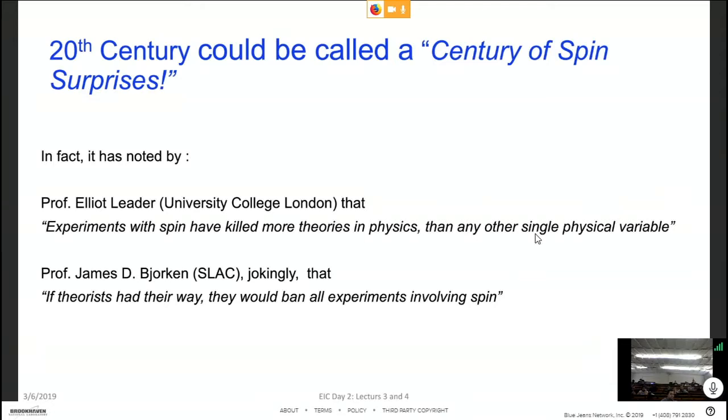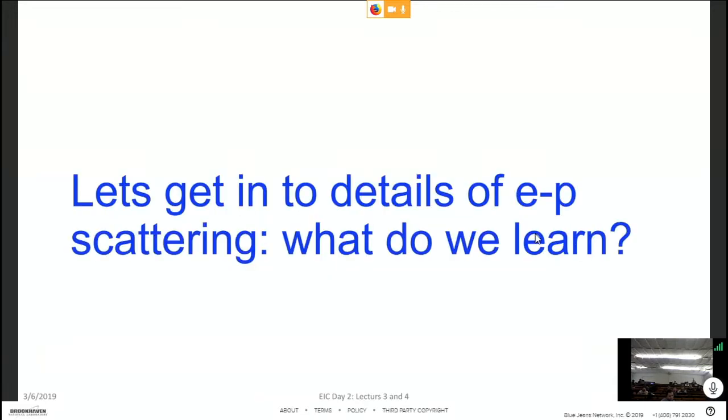We were discovering new particles. We were discovering new things that were going on in particle physics, and theorists were making theories of that. And then suddenly we discovered that we could polarize them, we could control their spins, and perform experiments with spin. And as soon as we did that, we went back to the theory, and often the theory was wrong. And that is the reason for these 2 quotes, which I thought were remarkable. So let's now go into some details of electron-proton scattering and understand what we can learn from unpolarized first and then polarized deep inelastic scattering.